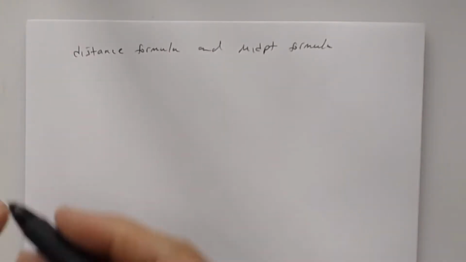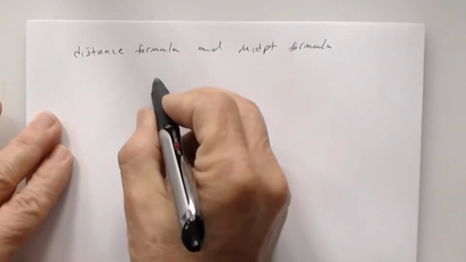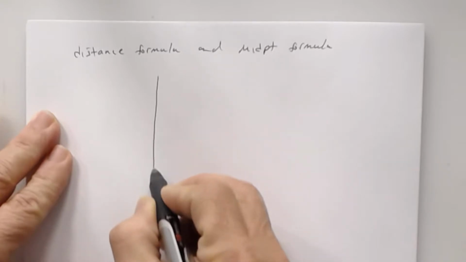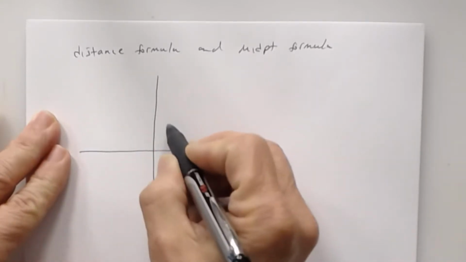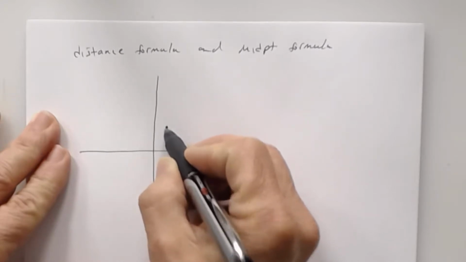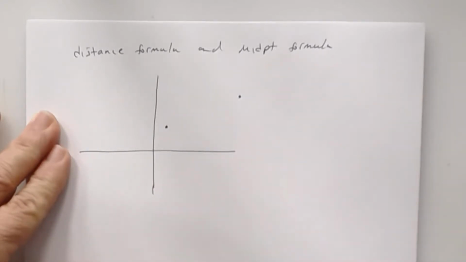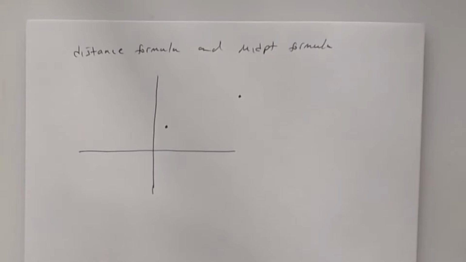All right. So here's the idea. Given any 2 points in a coordinate plane. So let's say I have this point here, and let's say I have this point here. So I have these 2 points in a coordinate plane.